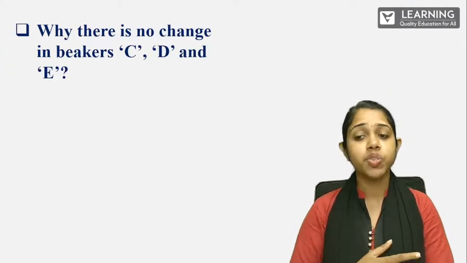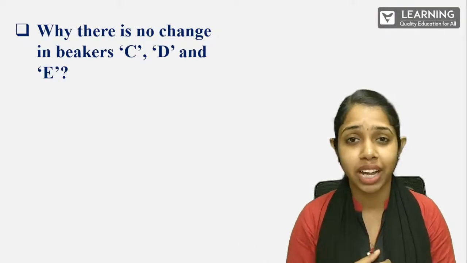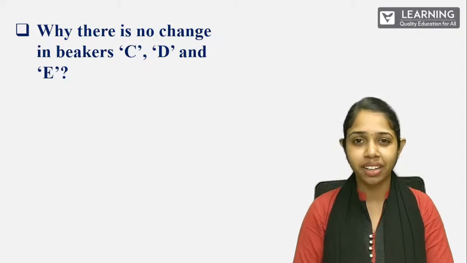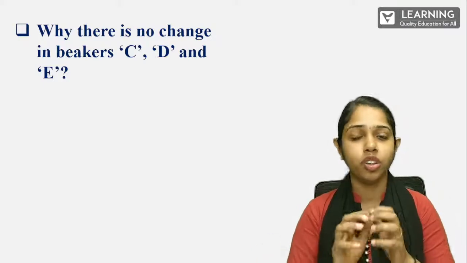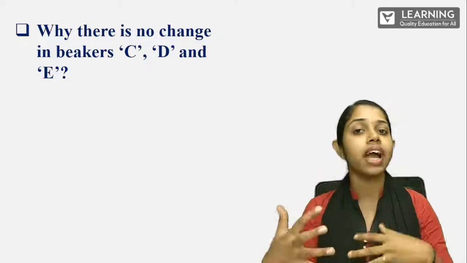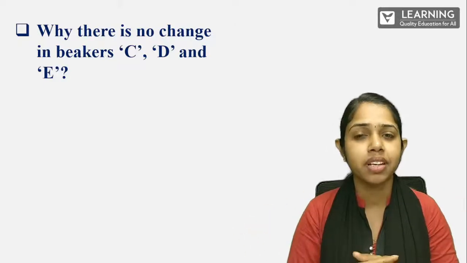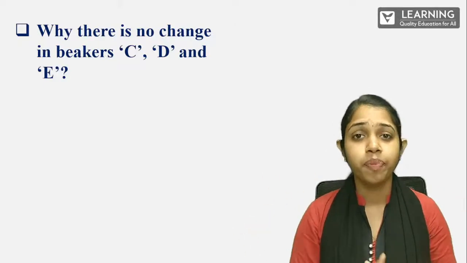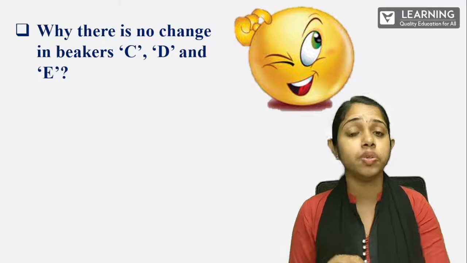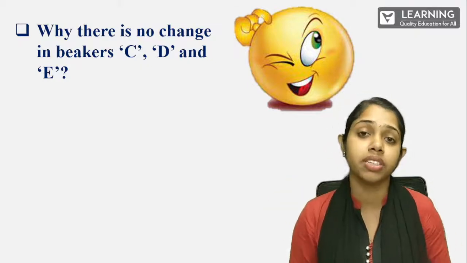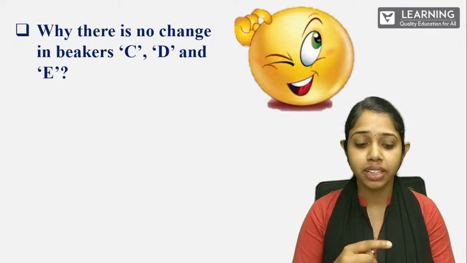Why is there no change in beakers C, D and E? Why are they not reacting? Are they not interested in doing any chemical reaction? Nothing like that, right? Because it is actually science. Here, nothing like magic happens. Everything has certain rules, and they follow certain rules and regulations, and that is how they all take place. So why are they not reacting? Why is there no change in those beakers? Only these beakers are going to change, where chemical reactions are happening. Let us try to understand what might be the reason.